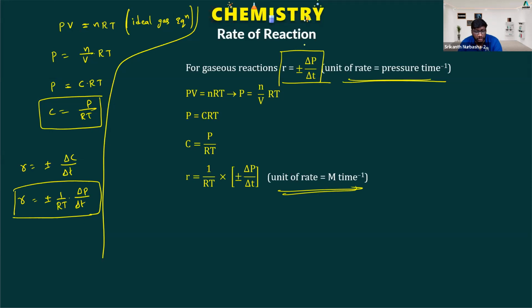The formulas are going to be the same. R is equal to plus or minus delta P by delta T, and R is equal to 1 by RT into plus or minus delta P by delta T. Both the equations, both the formulas are correct. But the units of rate are going to be different.